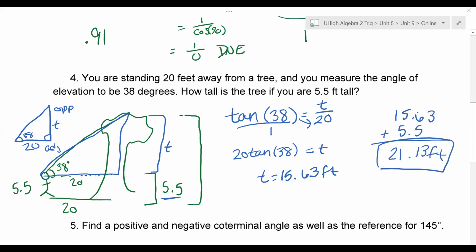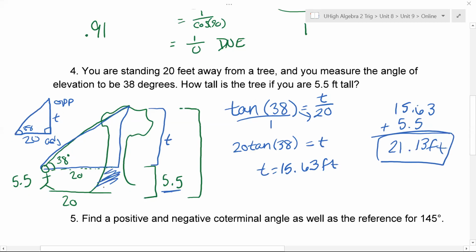So this one was a little difficult because you had a couple different pieces going on. We had the triangle from our eyesight, and then we also had this extra little bit of the tree down here that we had to take into consideration.